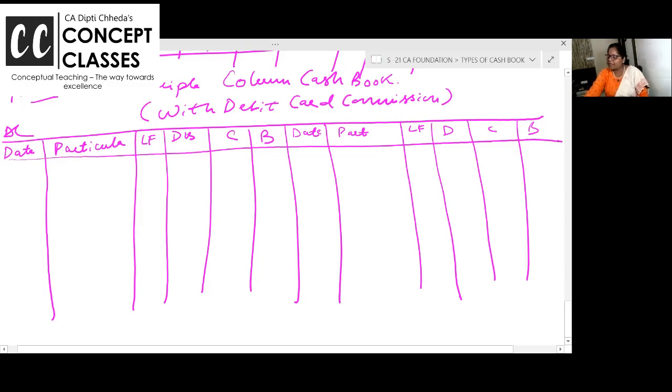Let's start together. On 1st of March, what is the opening balance of the cash on the debit side? 15,000. Start writing with me.